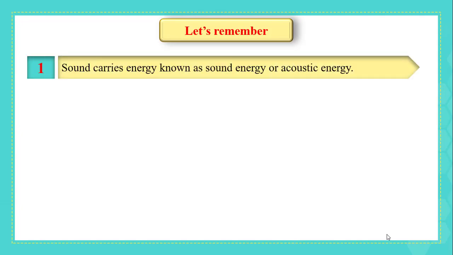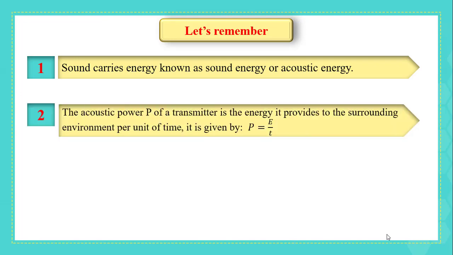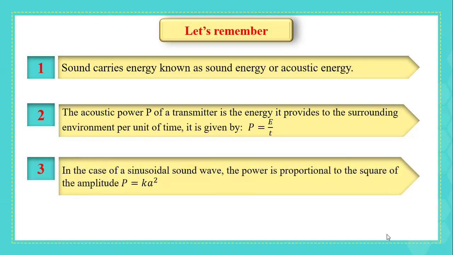First, sound carries energy known as sound energy or acoustic energy. Second, the acoustic power P of a transmitter is the energy it provides to the surrounding environment per unit of time. It is given by P is equal to E divided by T. Third, in the case of a sinusoidal sound wave, the power is proportional to the square of the amplitude. P is equal to Ka squared.